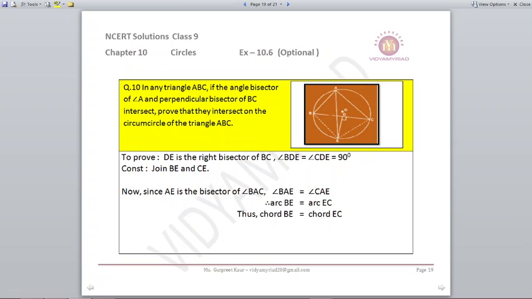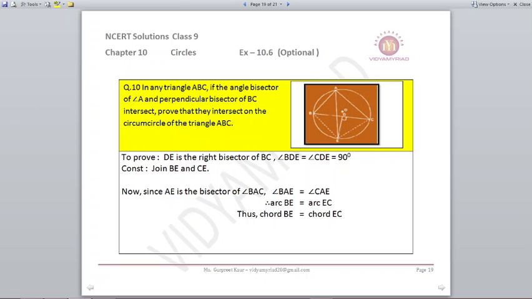Question number 10. In any triangle ABC, if the angle bisector of angle A and the perpendicular bisector of BC intersect, prove that they intersect on the circumcircle of triangle ABC. Now we need to prove that angle BDE is equal to angle CDE, which is equal to 90 degrees. So here we will join BE and CE. Now we know that AE is the bisector of angle BAC. That means that angle BAE will be equal to angle CAE.